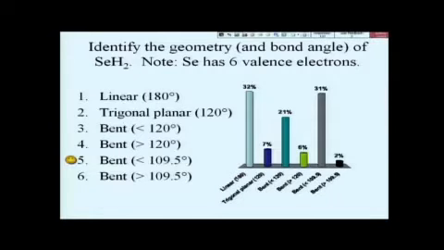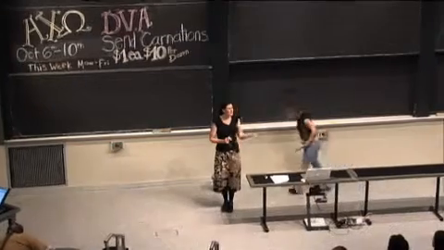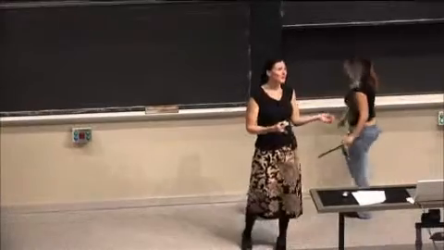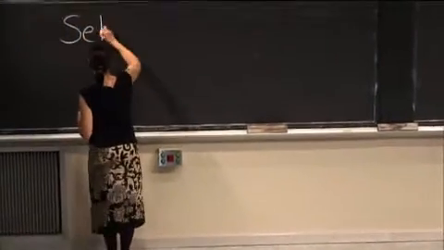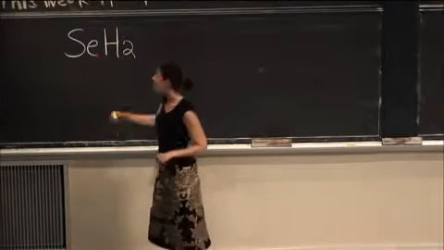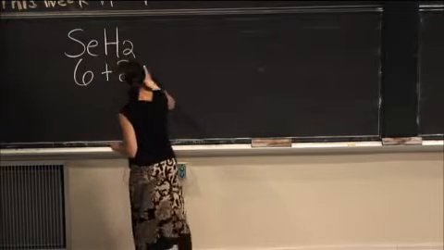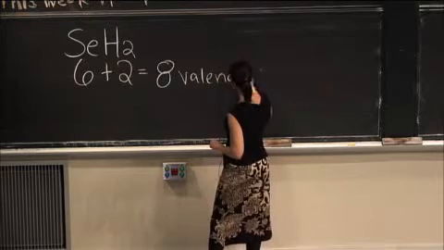In class on Monday, we did go over the geometries, and the geometries themselves are very straightforward once you know what the Lewis structure is. But remember, you can't just always look at a molecule and automatically know the Lewis structure. We actually need to think about those valence electrons. So here we're dealing with selenium hydride, so SeH2. I told you that there's 6 valence electrons in selenium, so we have 6 there, plus 1 for each of the hydrogen. So what we should have is 8 valence electrons in our Lewis structure.